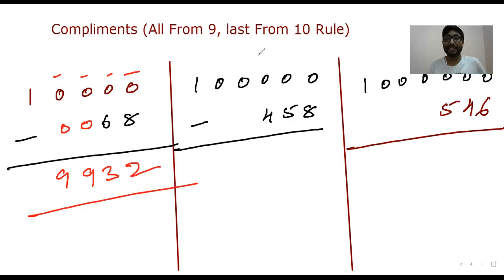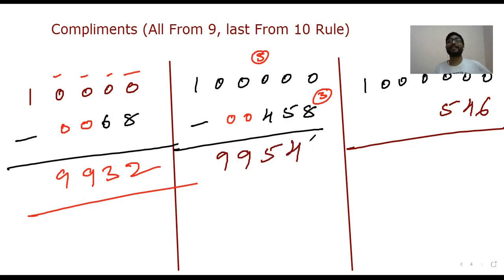Similarly, here it's 5 digits. Here it's 3 digits. Difference is 2. Use the 0 and 0. Automatically 9 minus 0, 9. 9 minus 0, 9. 9 minus 4, 5. 9 minus 5, 4. 10 minus 8, 2 is the answer.